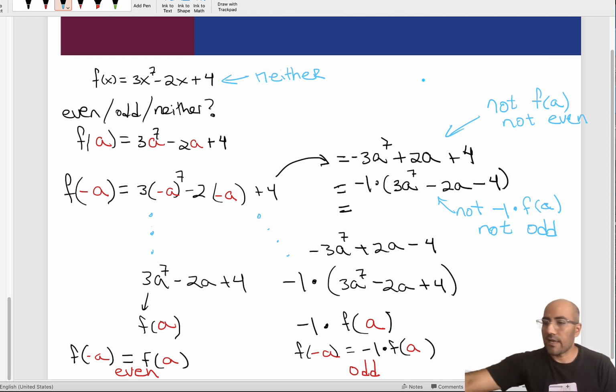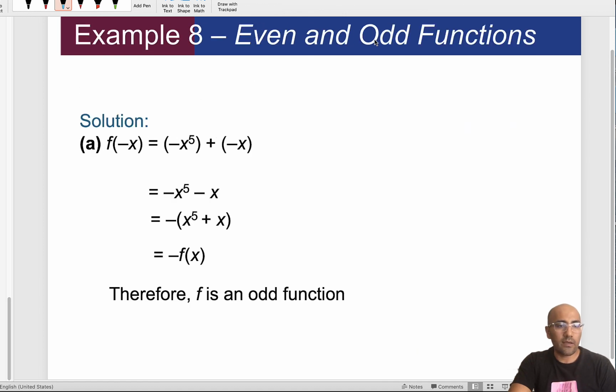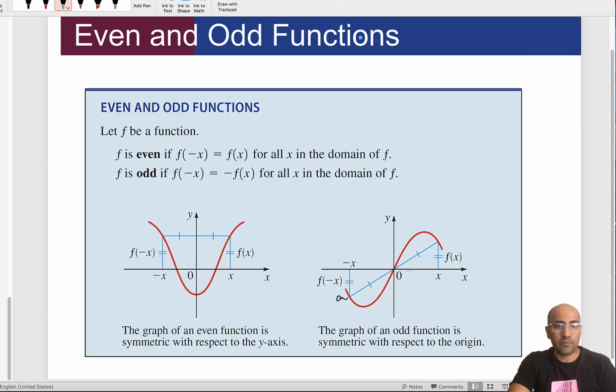Now, graphically, how can we tell if the equation is not given to us? They just give us a graph, and they ask us, is this a graph of a function that's even? Is this the graph of a function that's odd? Okay, so let's take a look one more time at the description of an even function and an odd function. The even function is the easiest one. Let's look at that one first.